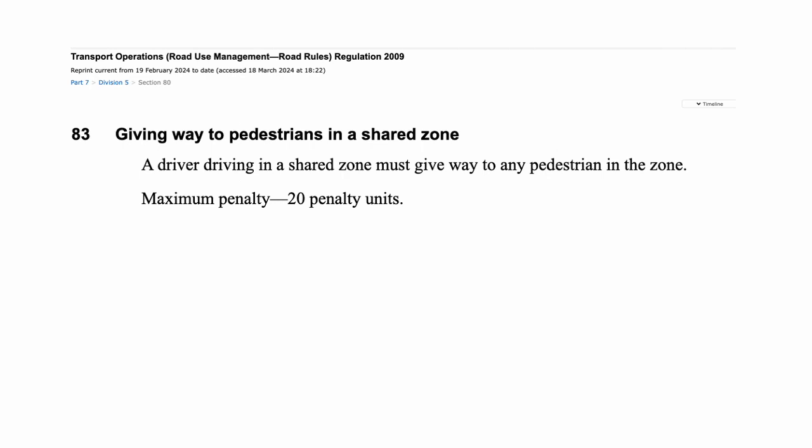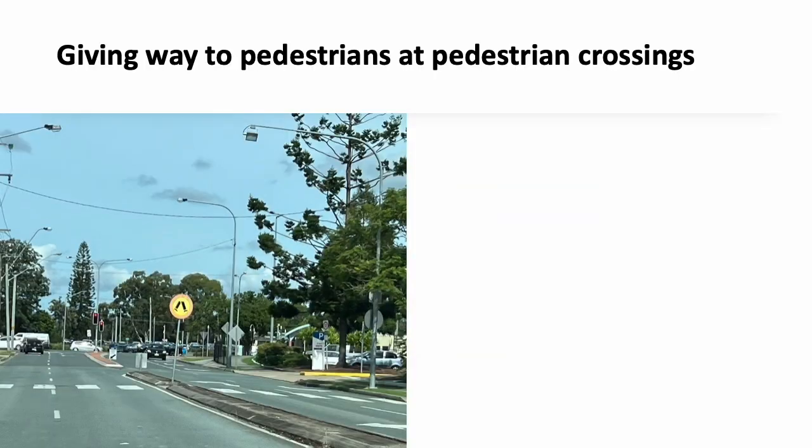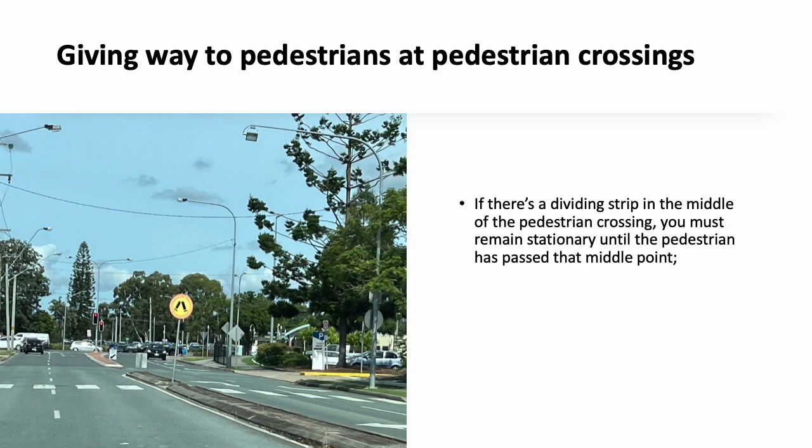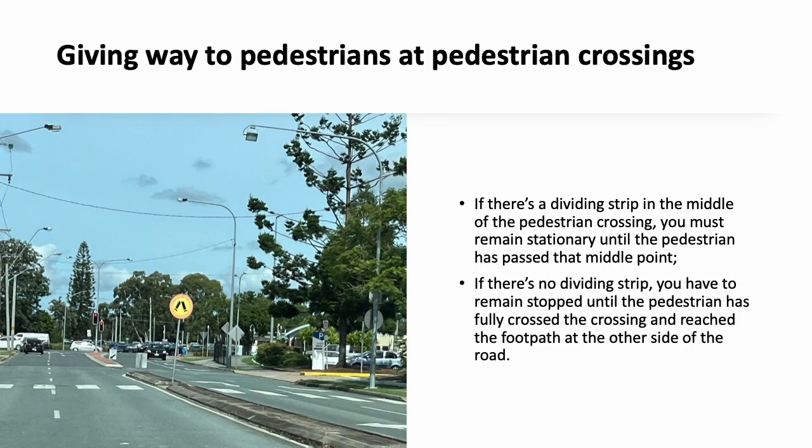83. Giving way to pedestrians in a shared zone. A driver driving in a shared zone must give way to any pedestrian in this zone. Giving way to pedestrians at pedestrian crossings. If there's a dividing strip in the middle of the pedestrian crossing, you must remain stationary until the pedestrian has passed that middle point. If there's no dividing strip, you have to remain stopped until the pedestrian has fully crossed the crossing and reached the footpath at the other side of the road.